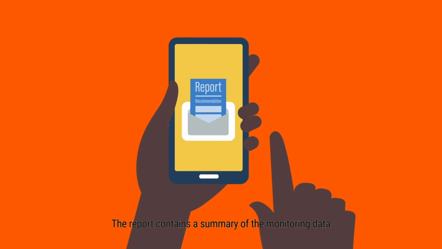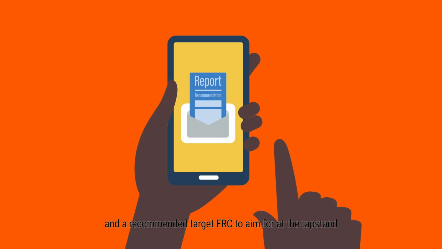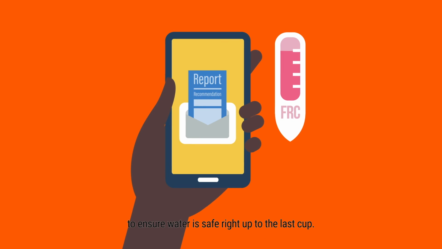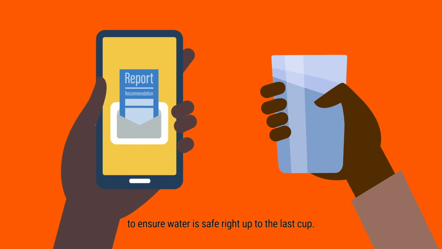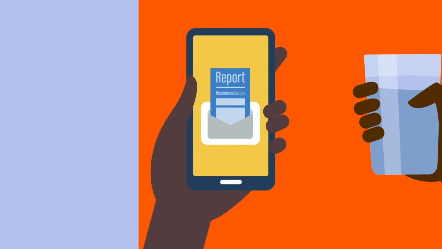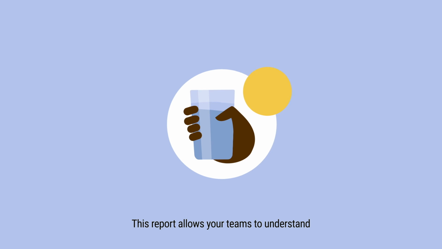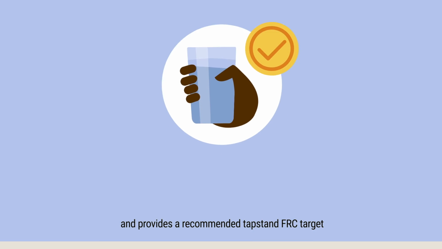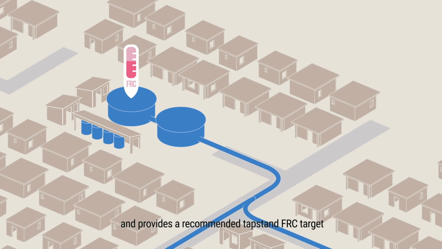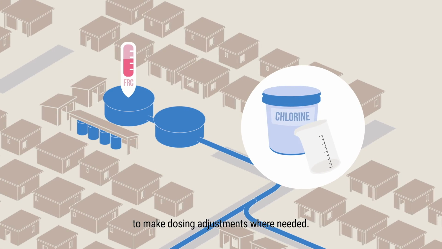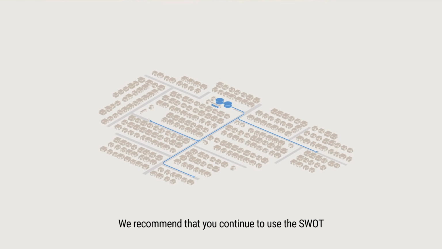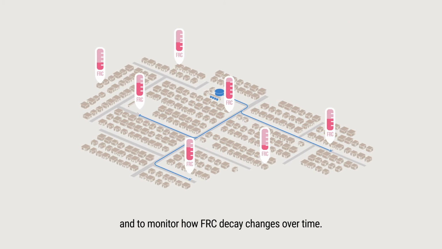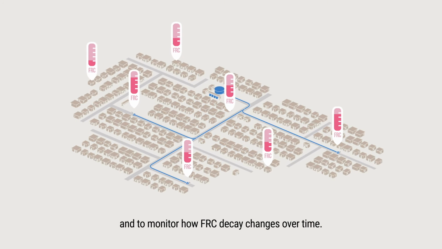The report contains a summary of the monitoring data and a recommended target FRC to aim for at the tap stand to ensure water is safe right up to the last cup. This report allows your teams to understand how well they're achieving water quality standards and provides a recommended tap stand FRC target to make dosing adjustments where needed. We recommend that you continue to use the SWOT to track how well these adjustments are working and to monitor how FRC decay changes over time.